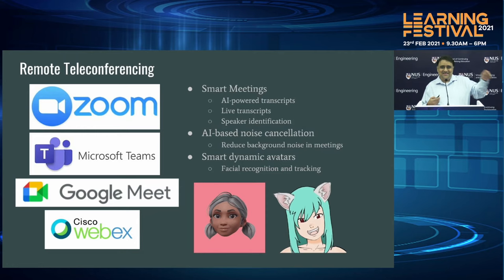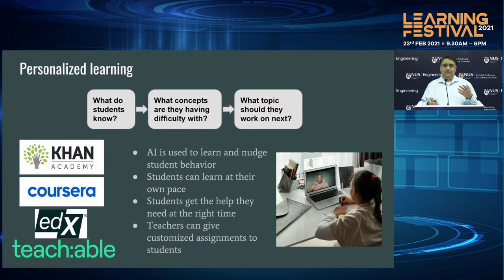All right, personalized learning. I work at NUS, so education and learning are very important to me. One of the things AI has been used for is to personalize learning. You figure out what students know, what they are having difficulty with, and what they should be working on to help with that, in an automated way, and you do it in a customized, personalized way.